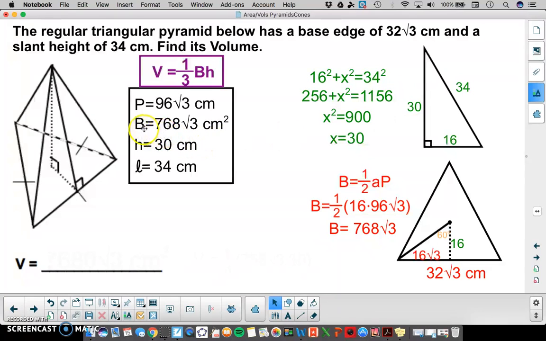Now that we know the area of our base and the height of the pyramid, I can plug that into our volume formula. So I have 1/3 times 768 root 3 times 30, which gives me a volume of 7,680 square root of 3 cubic centimeters.